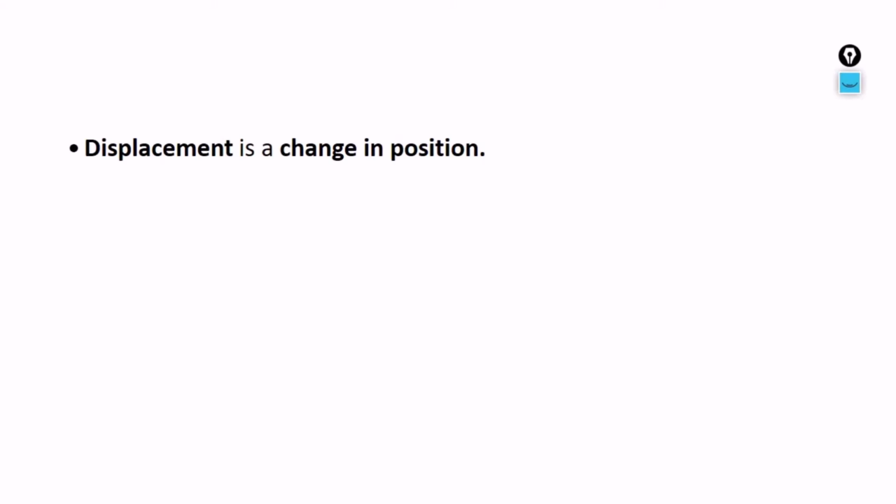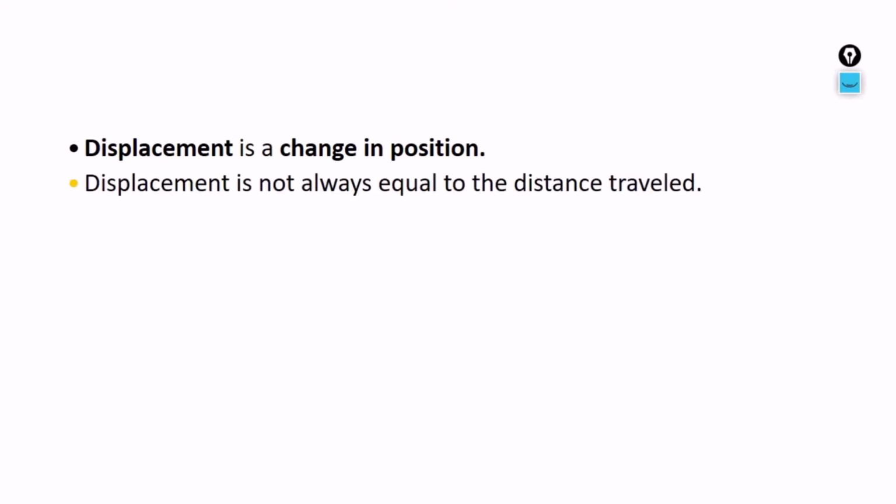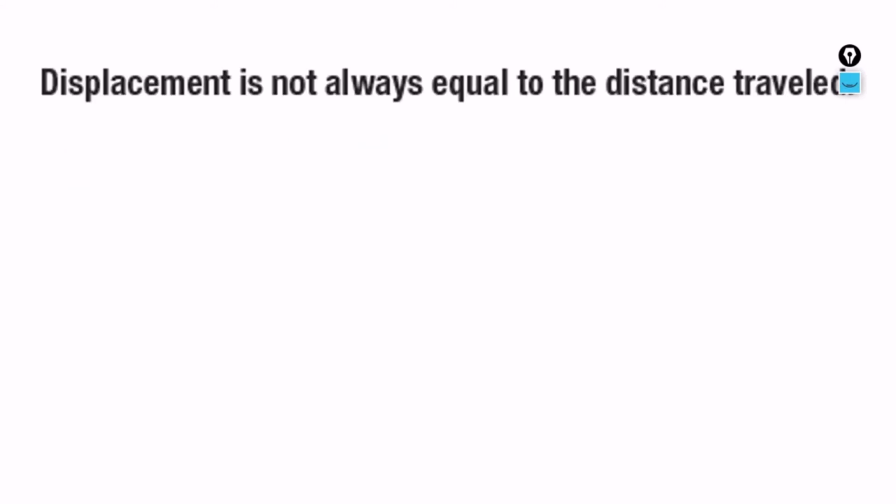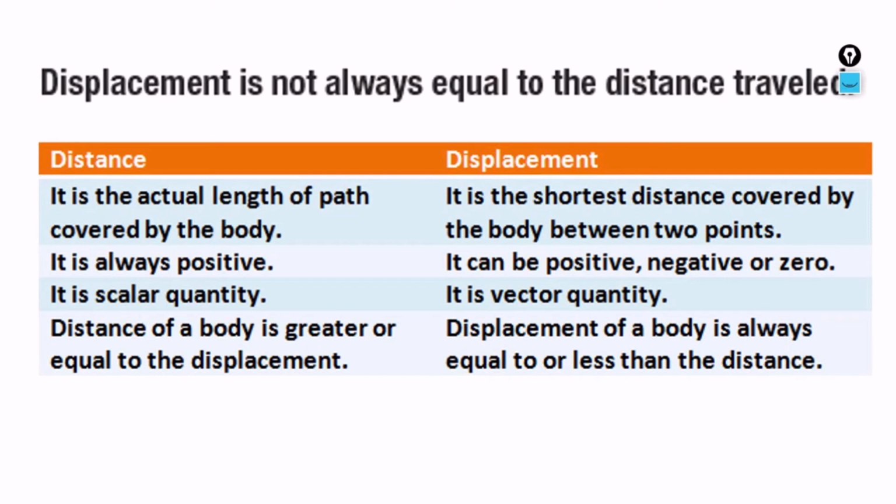At first, displacement is a change in position. Displacement does not always equal the distance traveled, and displacement is measured in meters, which is the SI unit for displacement. We have a difference between both of them. Look at this table we have here. This table will compare displacement and distance. We will take just the most important points to understand the difference.